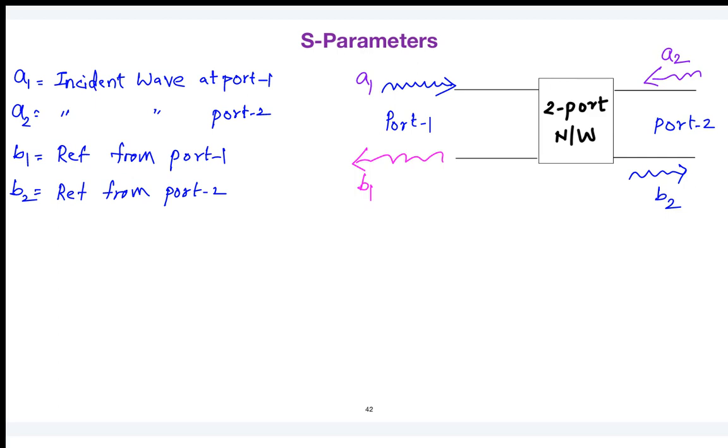Now let's carefully see what the contribution to B1 will be. When you look at port 1, there is something which is coming out of port 1. The contribution of B1 can be due to the reflection from A1. If you apply some input here, whenever there is an impedance mismatch, there will be certain energy which will be reflected back. So the first contribution to B1 is the reflection from A1, or, when you apply an incident wave at port 2, there should be some transmission from port 2 to port 1. A part of this energy can also get transmitted into the other port. So the contribution to B1 is the reflection from A1, or the transmission from A2.